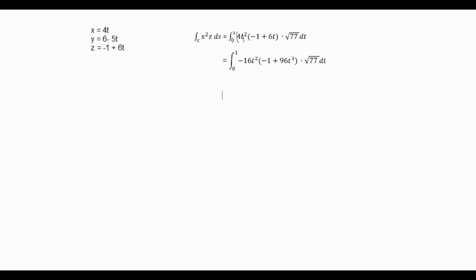So further on, we'll move on. When you actually integrate, you'll get this answer. You can remove the 77 because it's a constant, and your integration answer will be this: 16 over 3 t cubed plus 24 t to the power of 4. Alright, and with the limits 0 to 1.